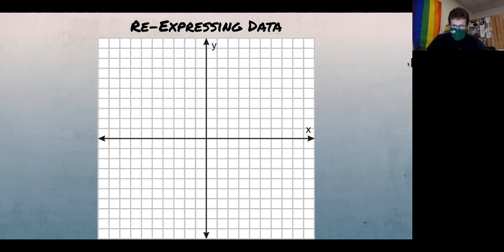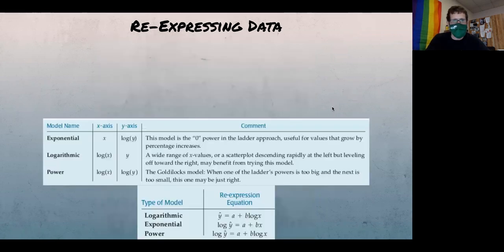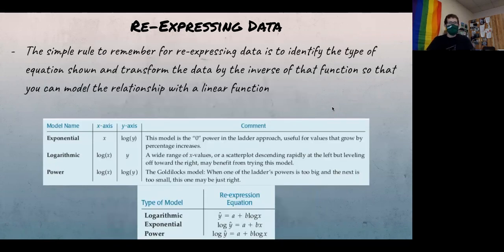And I know some of you might be getting a little freaked out, like, oh my gosh, we're going to have to do so much complex stuff with this. Luckily, we don't really have to. This is actually from your textbook. So the simple rule to remember, this is what I was just saying: identify the type of equation shown and transform the data by the inverse of that function so that you can model the relationship with a linear function. And this is something you might find helpful here.